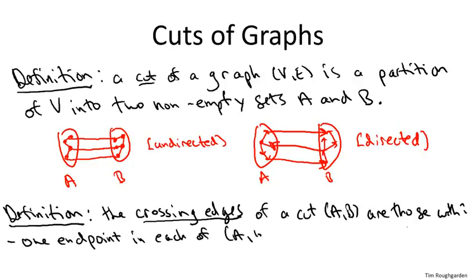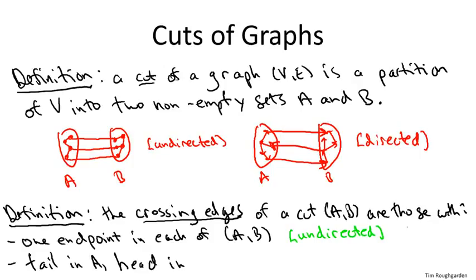Now in the directed case, there are a number of reasonable definitions you could propose about which edges cross the cut. Typically, and in this course, we're going to focus on the case where we only think about edges that cross the cut from the left to the right, and we ignore edges which cross from the right to the left. So that is, the edges that cross the cut are those with tail in A and head in B.